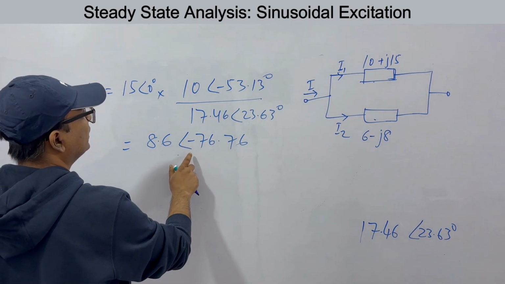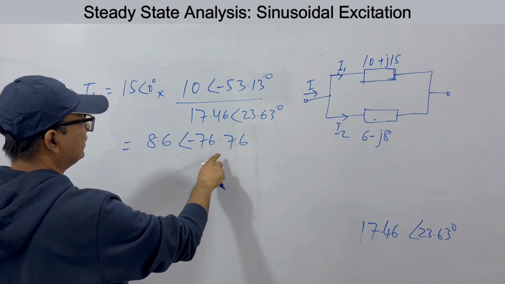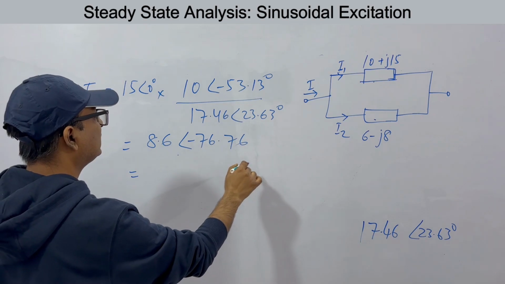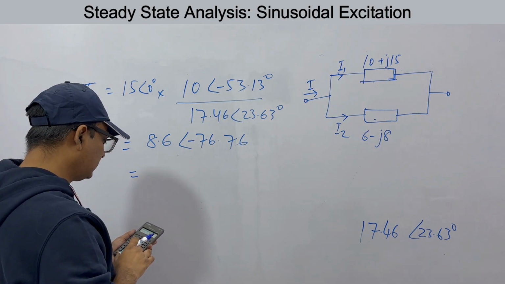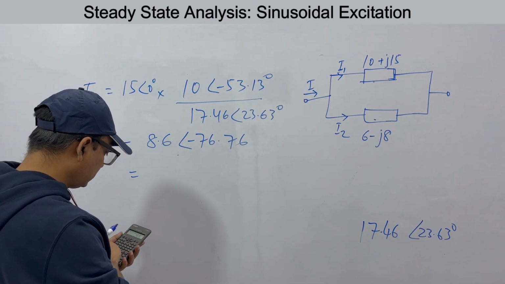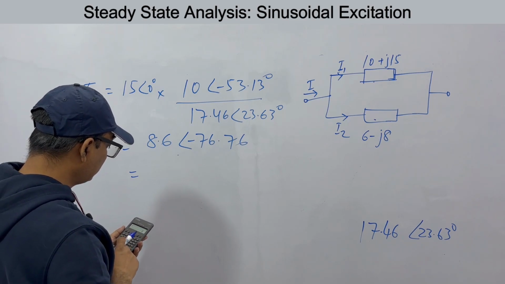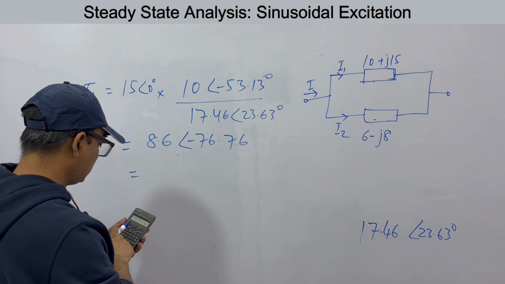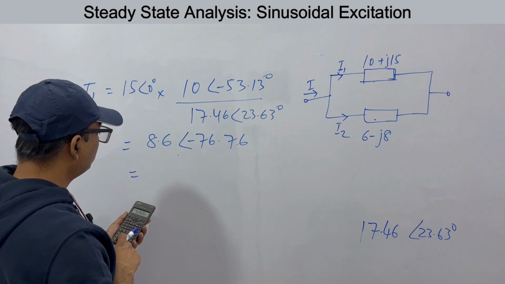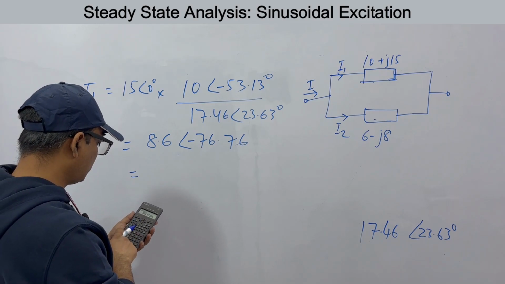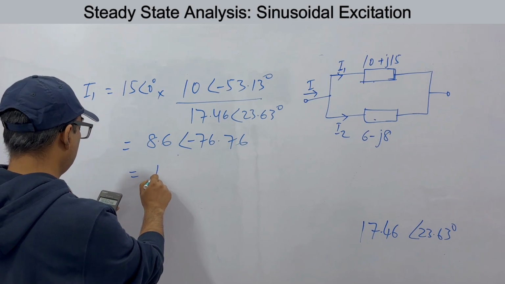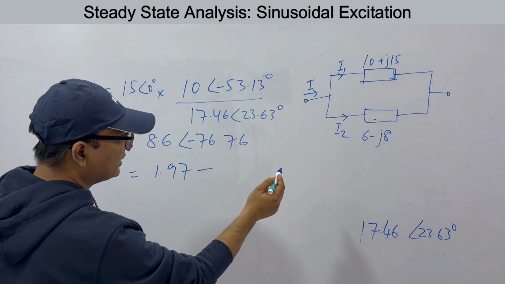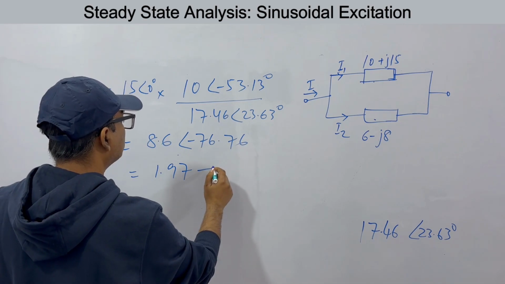What if you want to have it in rectangular form? You know this is e to the j theta, that is cos theta plus j sin theta. So you will take 8.6 times cos of 76.76, that is 0.229 into 8.6, which is 1.97, and then we will have minus because, in cos theta plus j sin theta, the sin theta becomes minus.